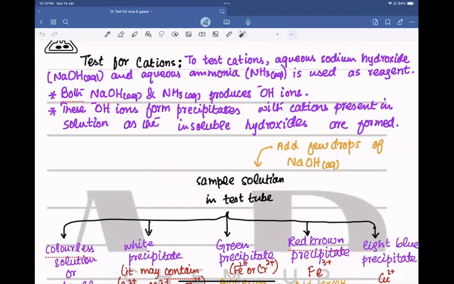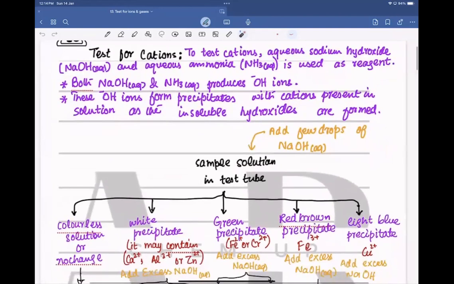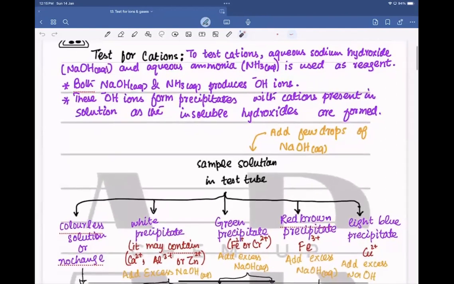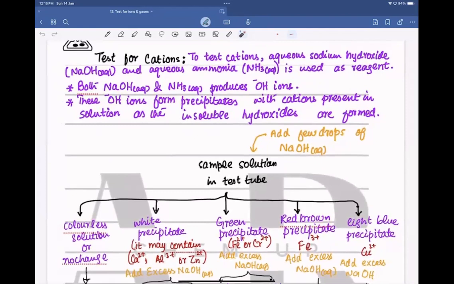Okay, so there are different possibilities when we add a few drops of sodium hydroxide to the sample solution. The first possibility is that on adding sodium hydroxide, the solution stays colorless. There is no change in the solution. The second possibility is that we observe white precipitates. The third is that we observe a green precipitate. Fourth is that red-brown precipitates are formed, and fifth is light blue precipitates. So just complete till here, then I will discuss further how we can conclude by the color of the precipitates.